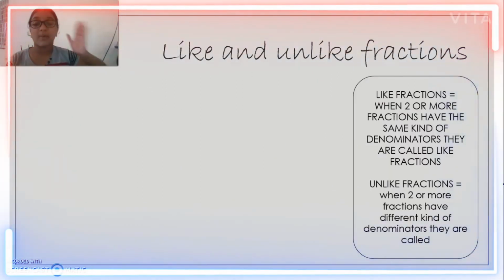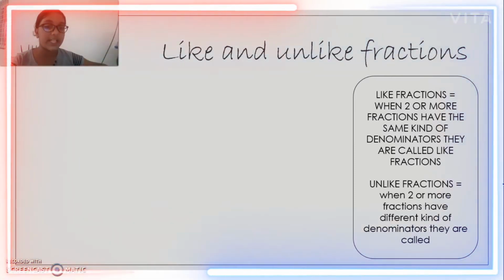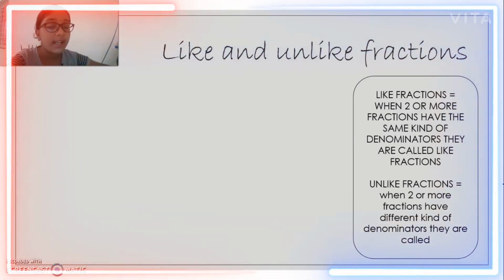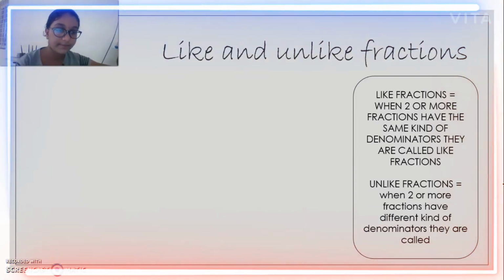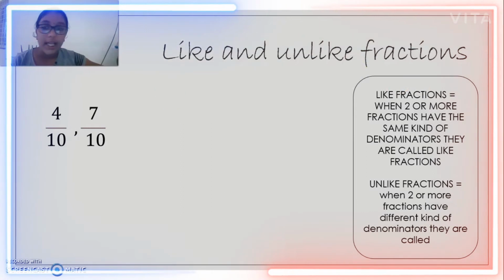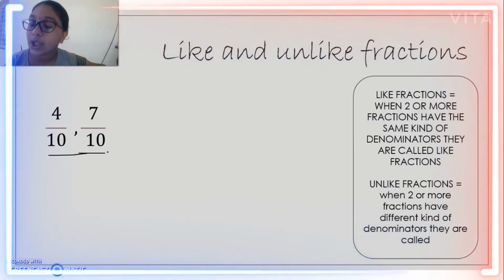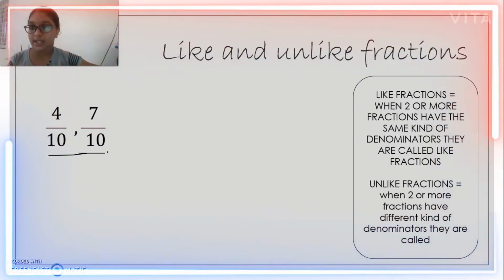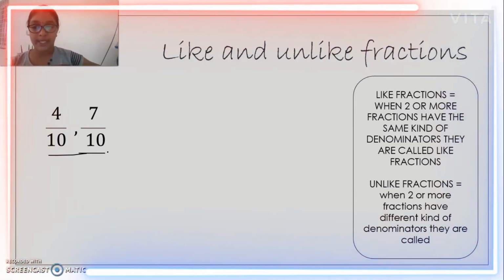Moving on to our next topic, which is like and unlike fractions. So for like and unlike fractions, first let's know the definitions. Like fractions: when two or more fractions have the same kind of denominators, they are called like fractions. Like 4 by 10, 7 by 10. It means that the denominators should be same. In this topic, we're talking about only denominators, not the numerators. So the denominators should be same.